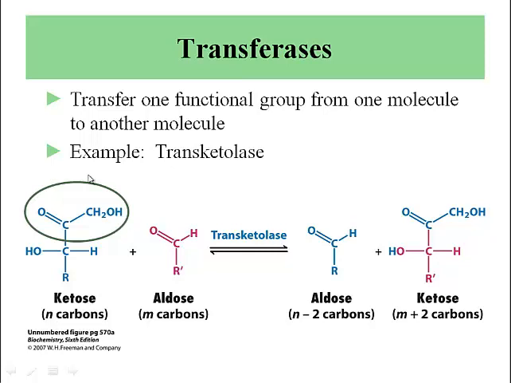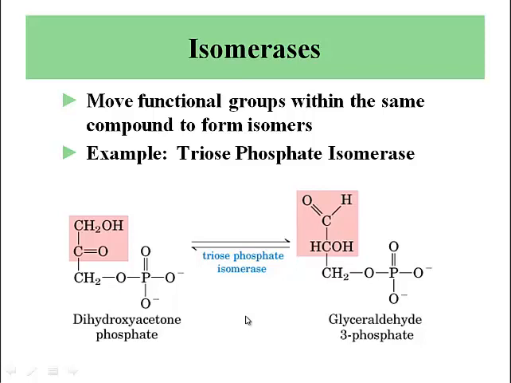And it's doing this by transferring the ketone functional group from one molecule to another. So this is known as the transketolase. An example of our isomerase class is the triose phosphate isomerase. Remember, isomers are going to have the same molecular formula. They're just going to be oriented in space differently.